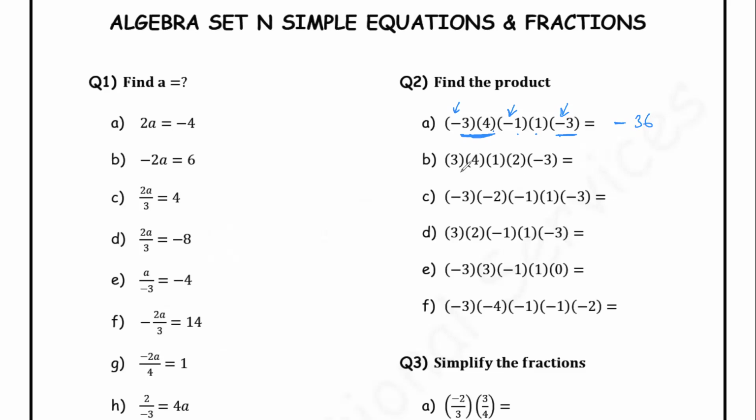Again, there's only one negative. One negative means the outcome is negative, and I'm going to multiply them. 3 4s are 12, 12 2s are 24. So if you're having difficulty doing the mental math, write it down: 12 into 2 into 3.